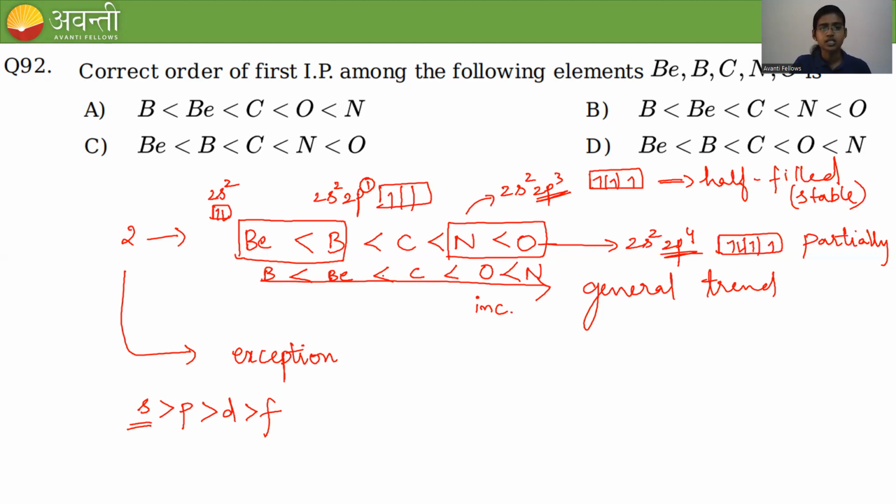Where this order is given: first boron, then beryllium, carbon, oxygen, and nitrogen. It is given in option A, right? So option A is the correct answer, the correct order for the first ionization potential among the following elements. Got it?